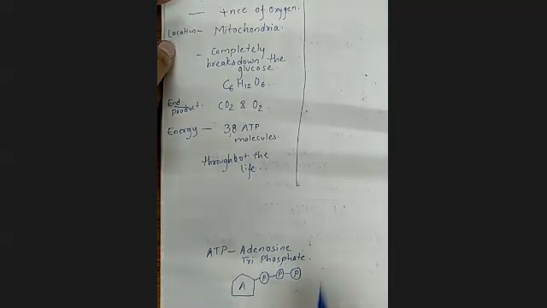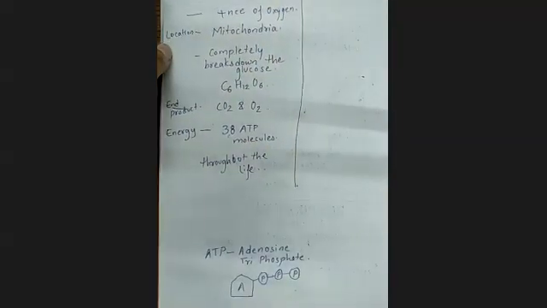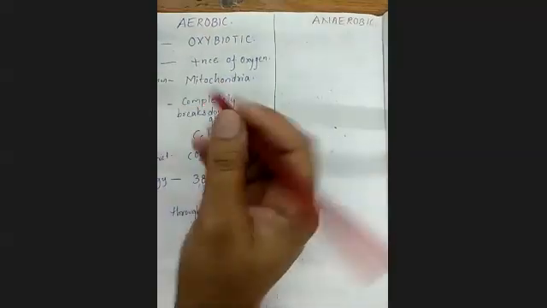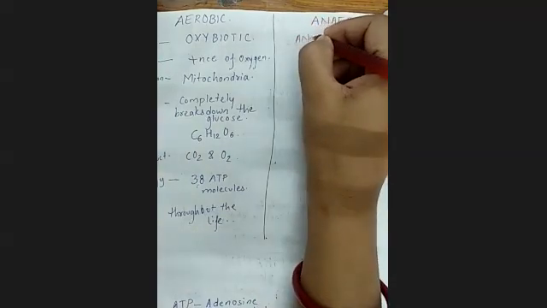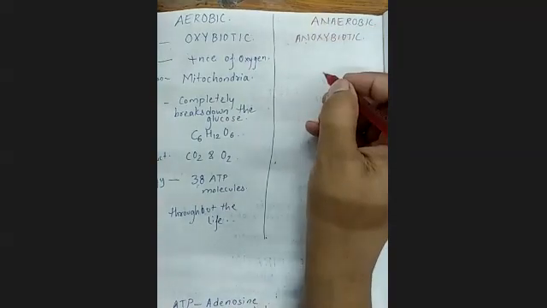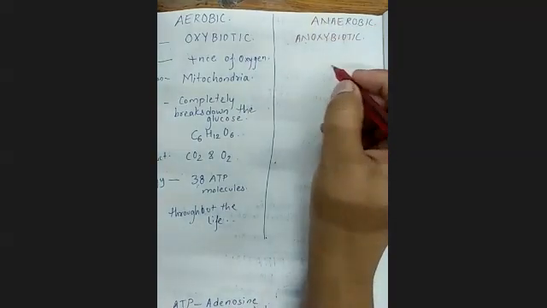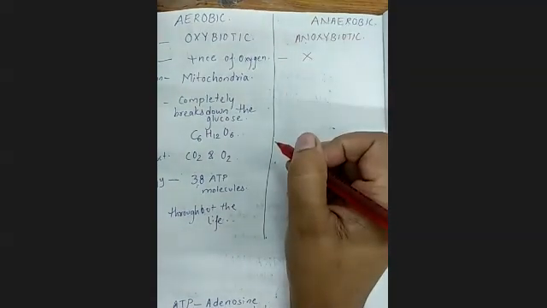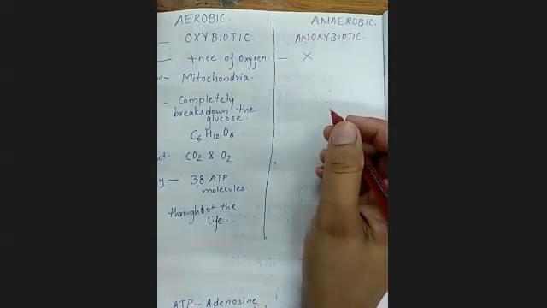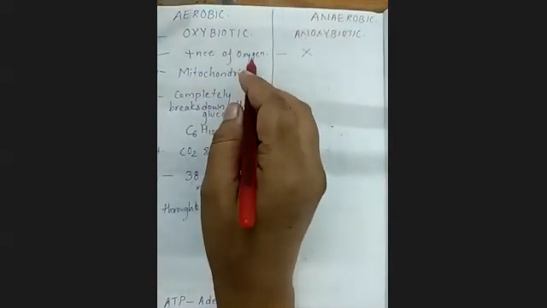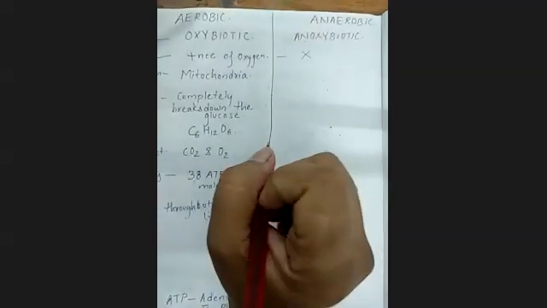So, now see. Once you are done with the aerobic part, then let's see the anaerobic. Definitely its opposite should be there. First, it is called anoxybiotic. Then oxygen is not required, not necessary. Here the presence of oxygen is compulsory and here it is not necessary.